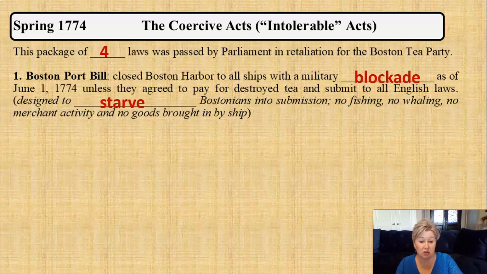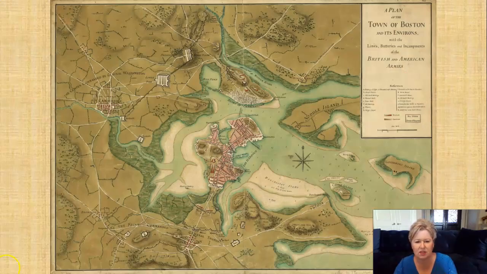So it was designed to starve Bostonians into submission because their entire livelihoods depended largely on cod fishing, whaling, merchant ships, and then all the other businesses in town were dependent on those folks making money and doing what they did. So all of their goods had to come in by ship because this is Boston right here. So it sits on this tiny little peninsula.